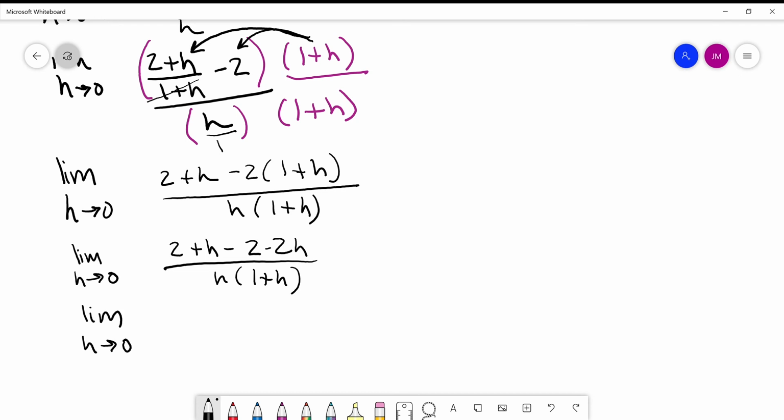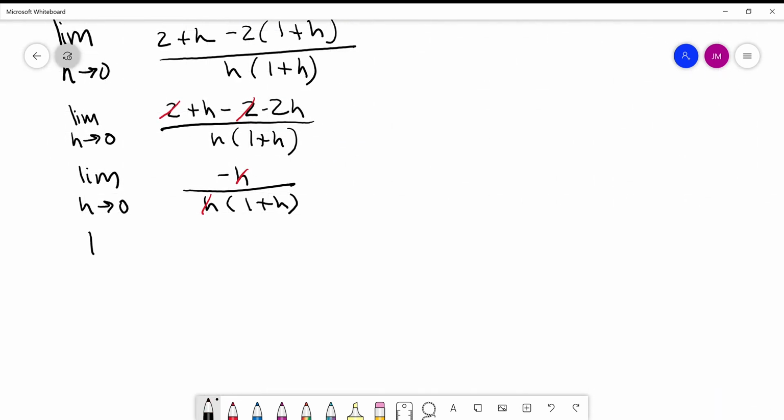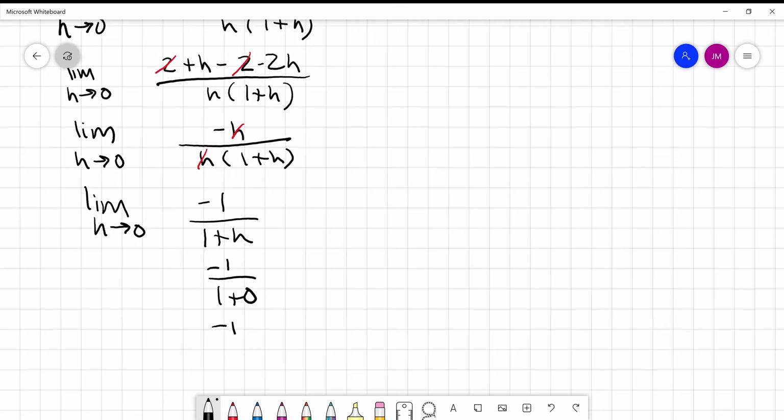So 2 minus 2, these are going to cancel right here. What am I left with? h minus 2h is negative h over h times 1 plus h. And my h's here are going to cancel. So what I'm left with is the limit as h approaches 0 of negative 1 over 1 plus h. And now I'm going to substitute my 0 in. So negative 1 over 1 plus 0, which is negative 1.